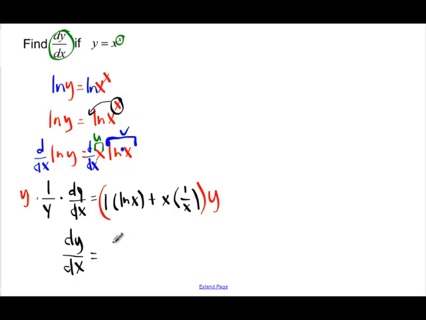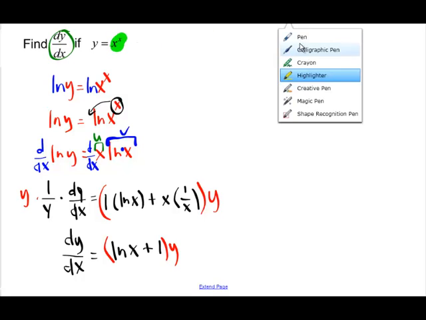equals the natural log of x plus 1 times y. And if you want to distribute the y, that's fine. And if you don't want to distribute the y, that's fine. But ultimately what you end up with, don't forget what y equals. Okay? Y equals this guy right here.